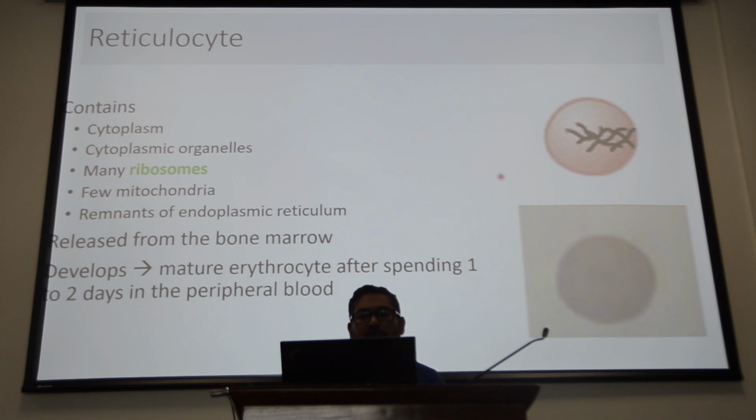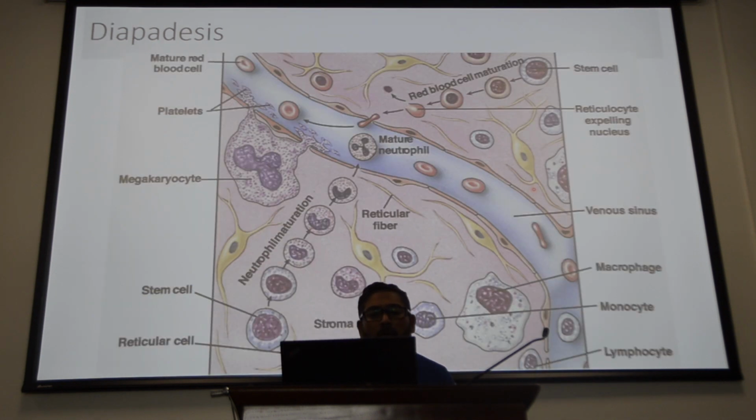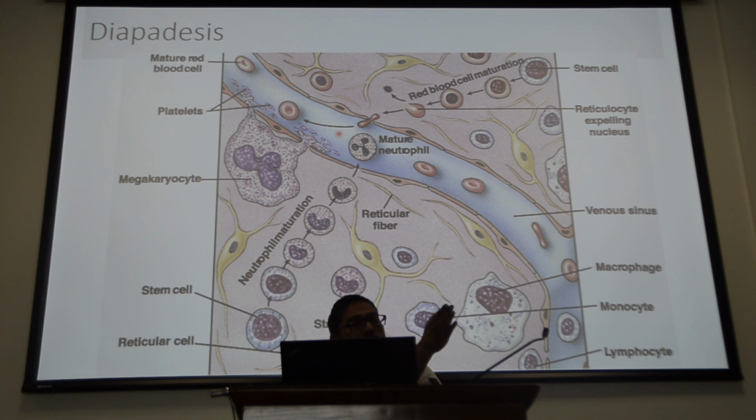At this stage, the reticulocyte primarily goes through a process of diapedesis, moves out of the bone marrow, and ends up coming into the circulation. This diapedesis is quite similar to what you see in neutrophils when they move out of the blood vessel to go to the tissue in terms of infections. Now, is this clear to all of you?